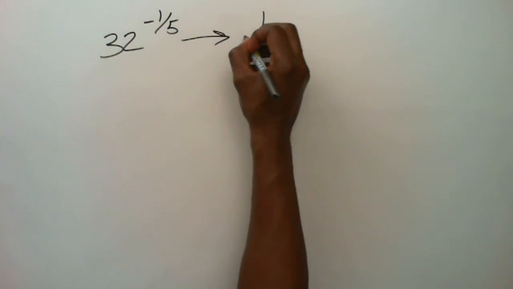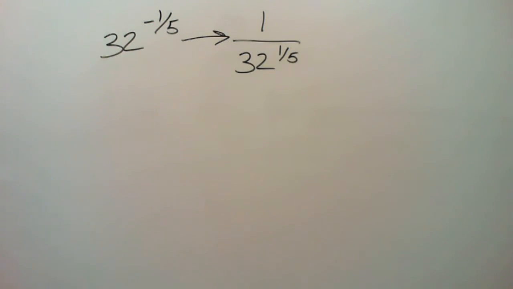Let's do one more problem. Let's solve 32 to the negative 1/5 power. Just like in the previous problem, we're going to write the expression in the reciprocal. To write the expression in the reciprocal, you want to write the problem as 1 over 32 to the positive 1/5 power. Now that we have the problem written in the reciprocal, all we have to do to solve this problem is find the fifth root of 32, which is 2, giving us the answer of 1/2.